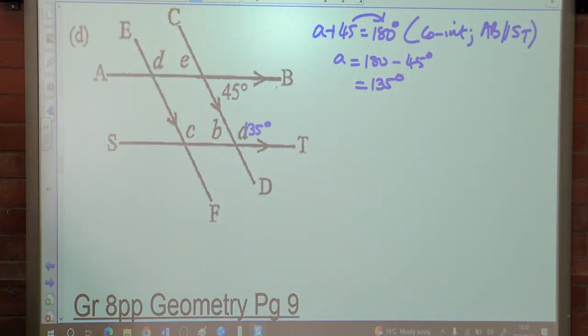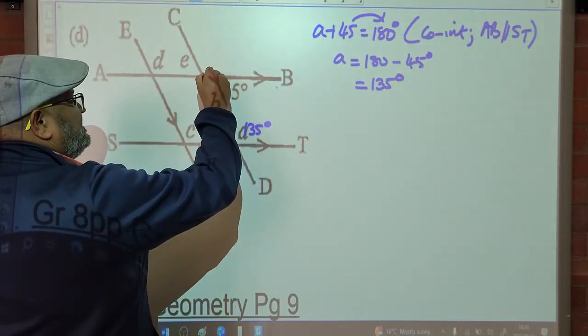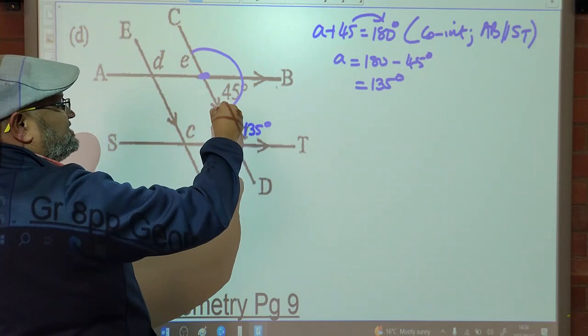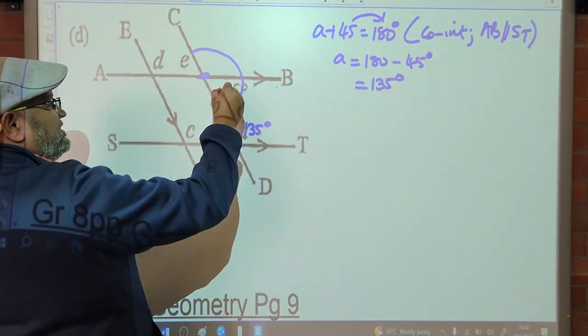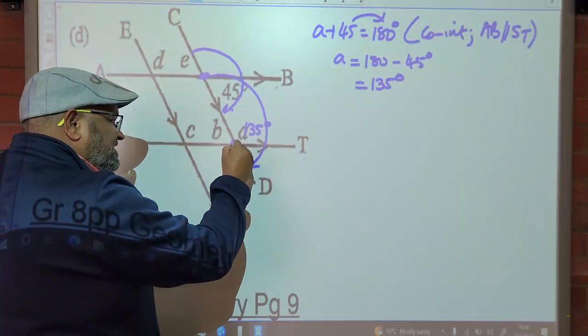Instead of saying co-interior angle, I said a straight line. You're going to lose the mark. Because if you're going to go at angles on a straight line, you must share a vertex. So this angle plus that angle is on a straight line. Not 45 and no. It is to do with this vertex sharing.